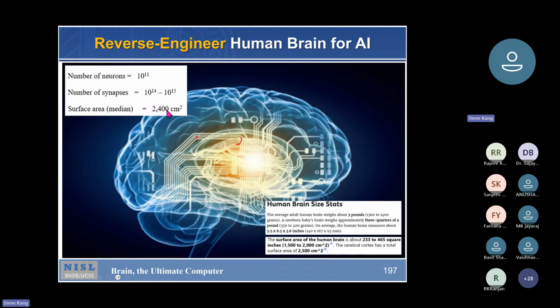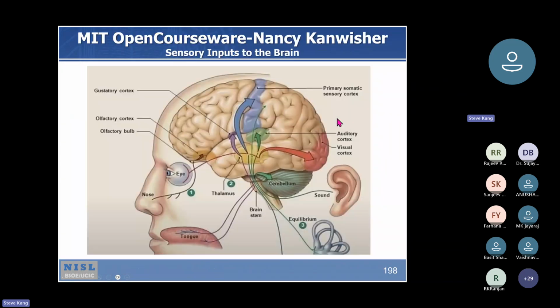You fold the handkerchief in your pocket. If you unfold it, that surface area is like a human brain's surface area. So in terms of brain statistics, the surface area of the human brain is about 2,500 or 2,400 square centimeters.